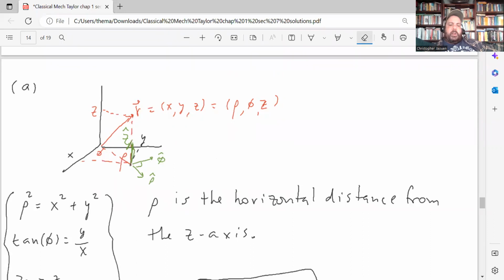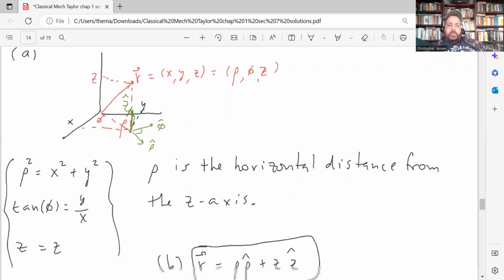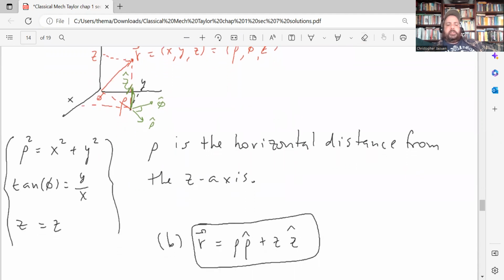And then in part B, I think they wanted us to write down the coordinates of r, the position vector, with respect to the new coordinate system, the cylindrical polar coordinates, which I have written down here. So r is equal to rho rho hat plus z z hat. I haven't really talked about the unit vectors there, but you can see I have them drawn here in green. This is the unit vector in the rho direction. This is the unit vector in the phi direction. These make a 90-degree angle. And this is the unit vector in the z direction. So in terms of those coordinates, that gives you the position vector r in terms of those unit vectors.